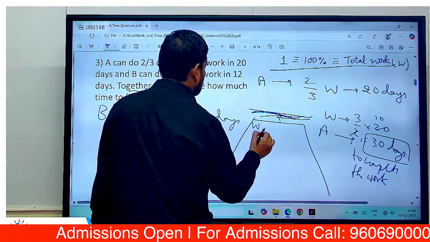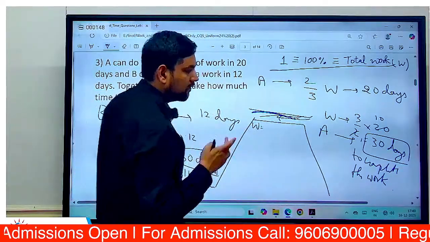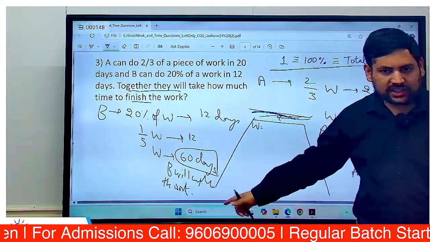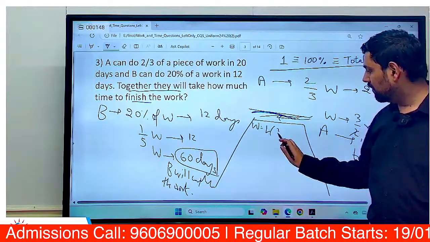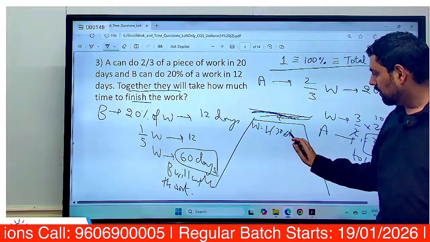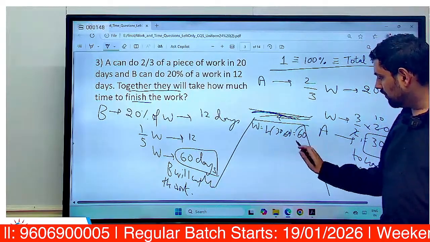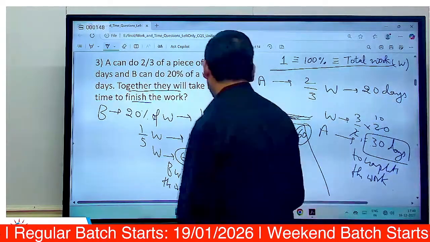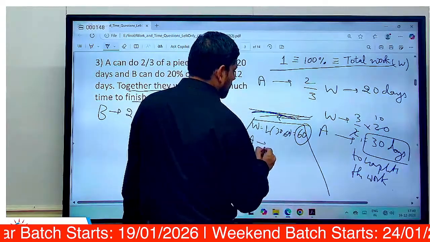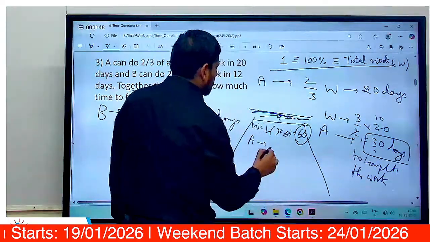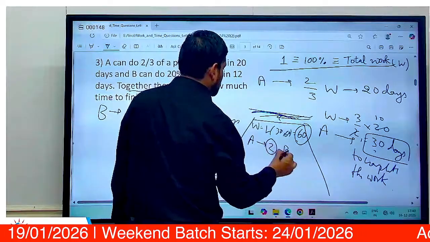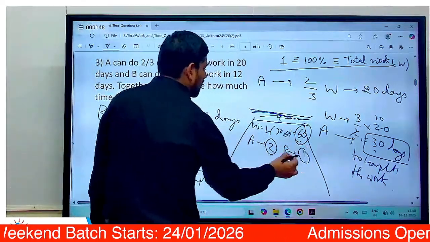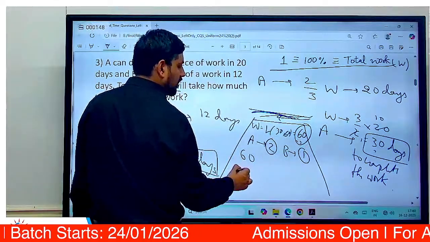So total work, first of all, what will you take? 30 and 60, the LCM of these two. So the LCM of 30 and 60 comes out to be 60 units. This is the total work that you will take. Write down the efficiency. So the efficiency of A will be 60 by 30, that is 2. Efficiency of B will be 60 by 60, that is 1. Total work is still 60.